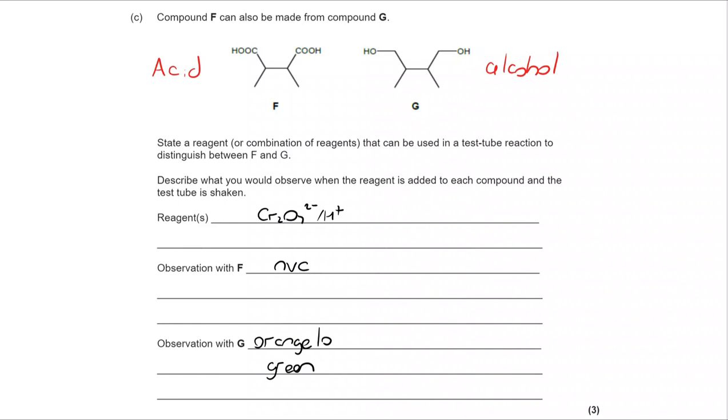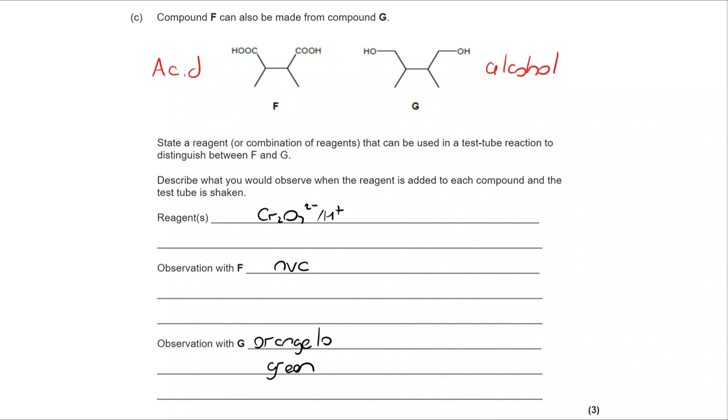Now, for that reason, we might go for acidified potassium dichromate(VI). And with F, we would get no visible change. We cannot oxidize a carboxylic acid, but we can take a primary alcohol and we can oxidize it. And it could come to an aldehyde, and it could go on to a carboxylic acid under reflux. So for the F, there would be no visible change, but in G, there would be a colour change.